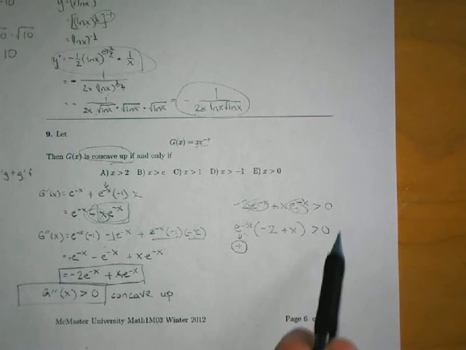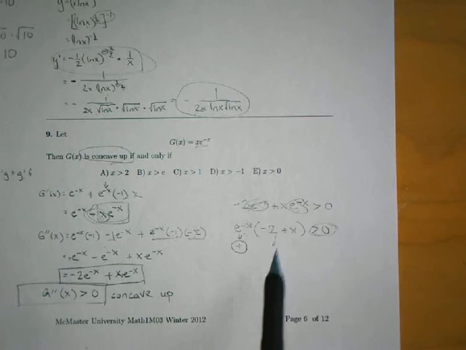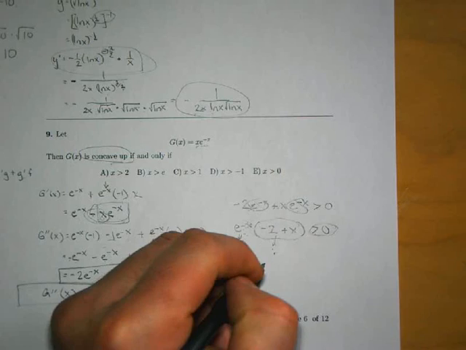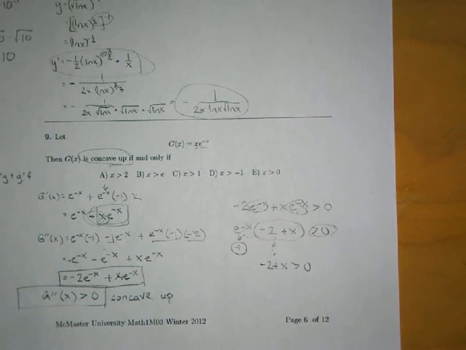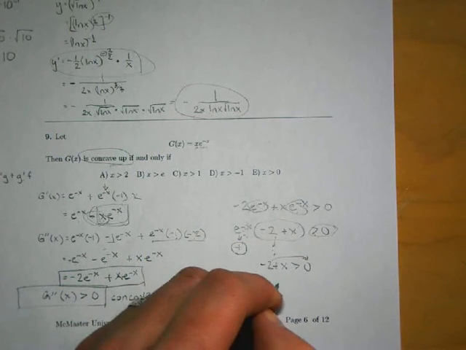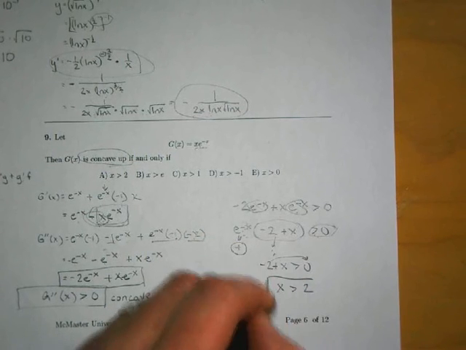So for the overall expression to be greater than 0, that means that this must also be positive somehow. If this is negative, then I've got a positive times a negative. That's no good. I want to know, when is negative 2 plus x going to be greater than 0? Well, just bring that over to the other side. So I've got negative 2 plus x, and I'm going to add 2 to both sides. I'm just going to write that. X will be greater than 2.